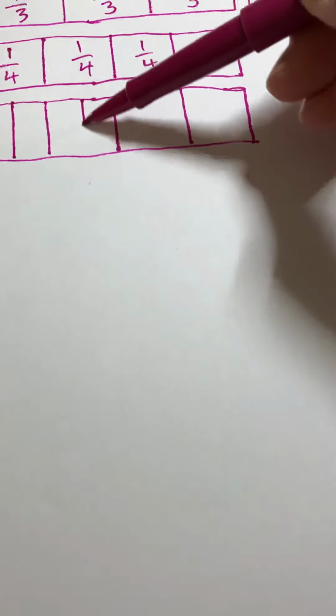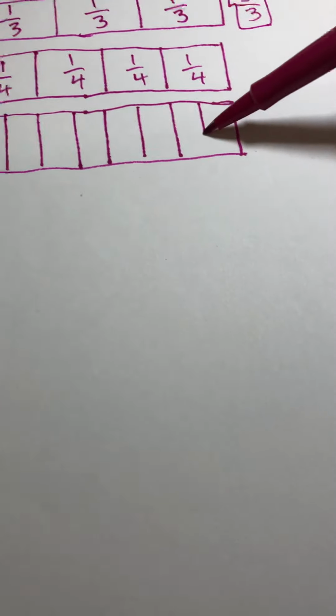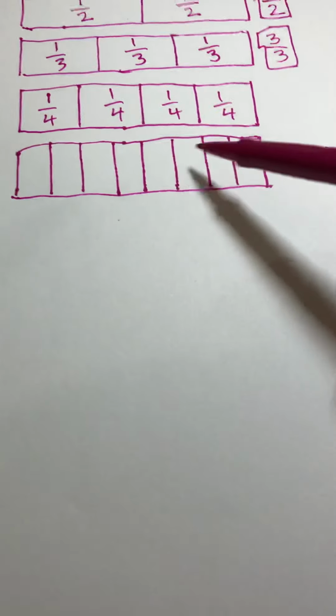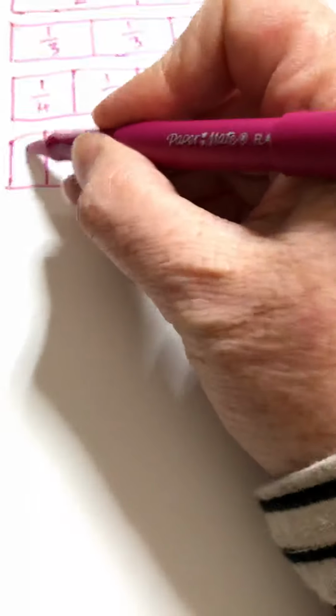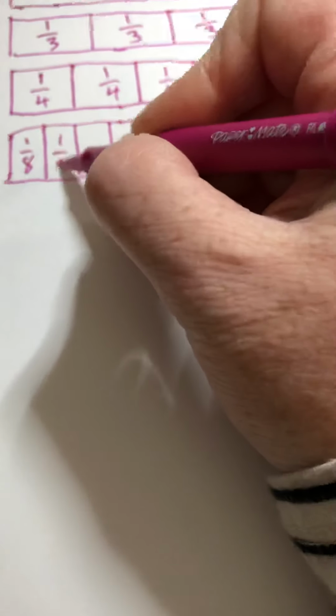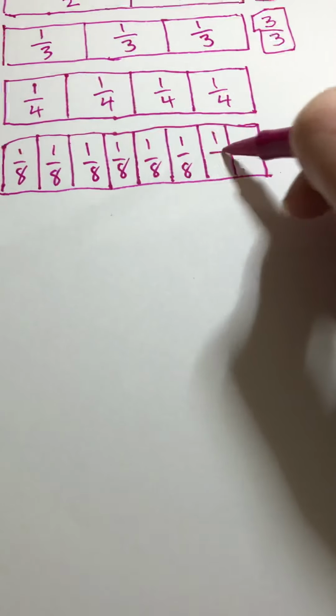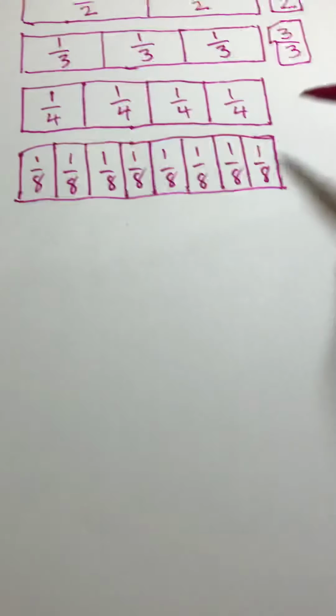So I'm going to go 1, 2. So now I have 1, 2, 3, 4. I need these 2 to be cut in half. And now I know that I have 1, 2, 3, 4, 5, 6, 7, 8. I do have 8 equal pieces. 1/8, 1/8, 1/8, 1/8, 1/8, 1/8.